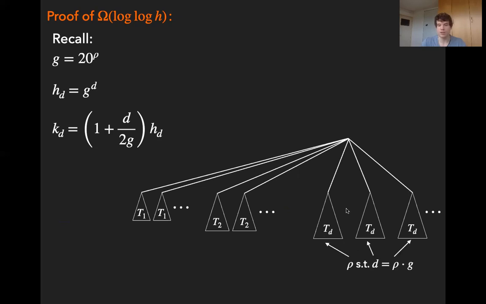And actually TD does not only depend on D, but also on rho. And we're going to choose rho here so that D equals rho times G. And then say that all the servers start at the root. So we have some relatively small number HD of offline servers and a much bigger number of online servers, K. And the request sequence just uses the lemma basically.